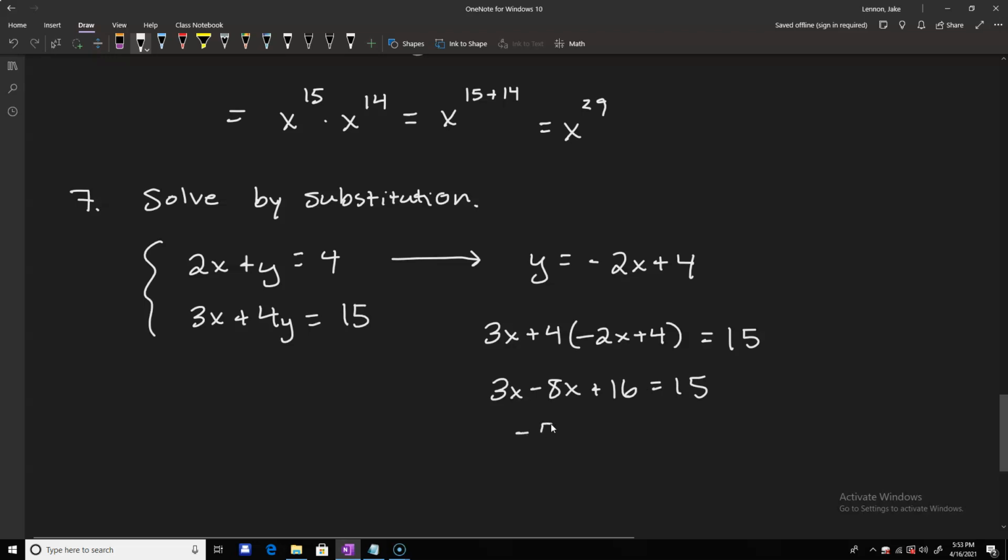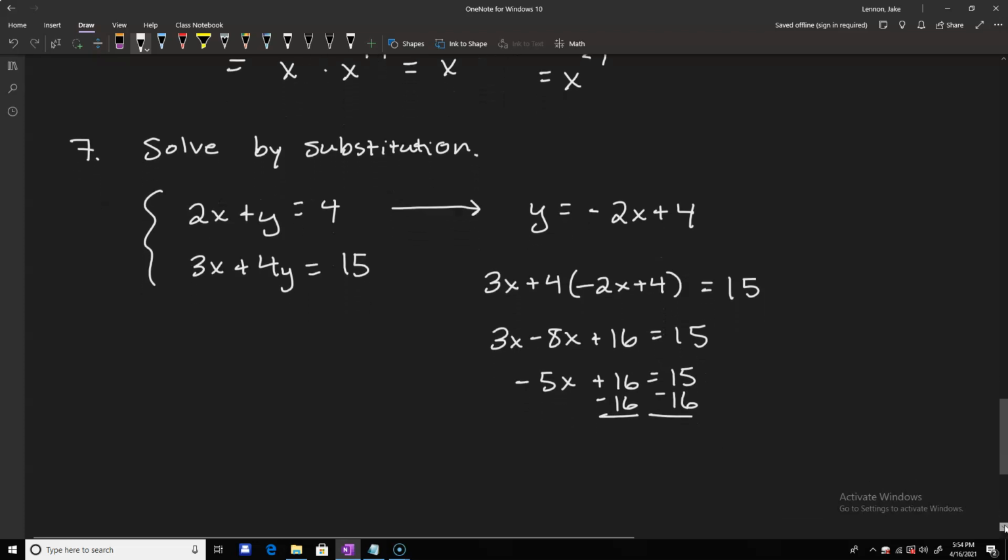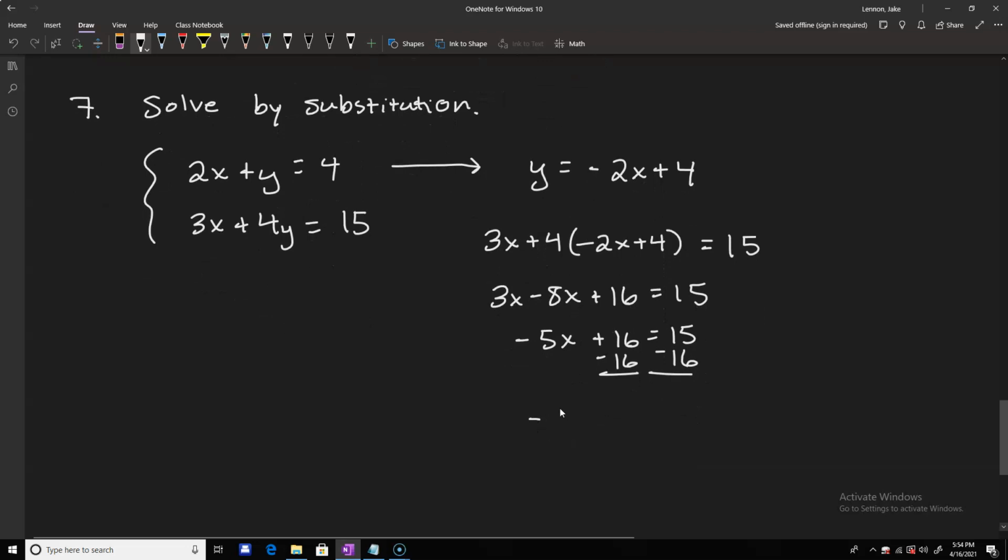So I have minus 5x plus 16 equals 15. And then I go ahead and subtract 16. So I get negative 5x equals negative 1. So I divide by minus 5, and I get x is equal to 1/5. So that's one of my two. Remember, I need to find both coordinates. For a system of equations, you need to find x and y.